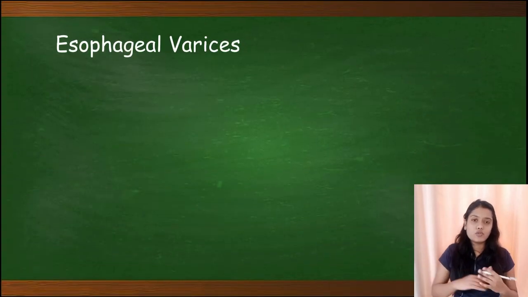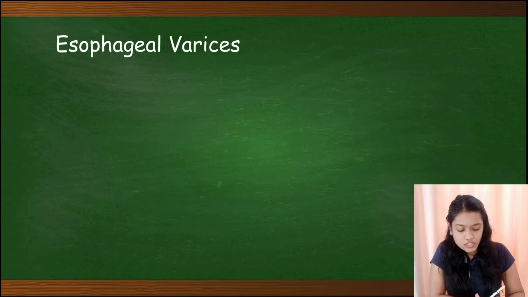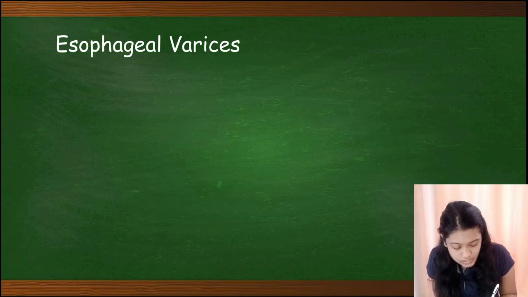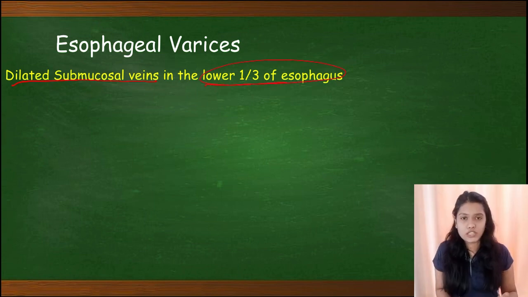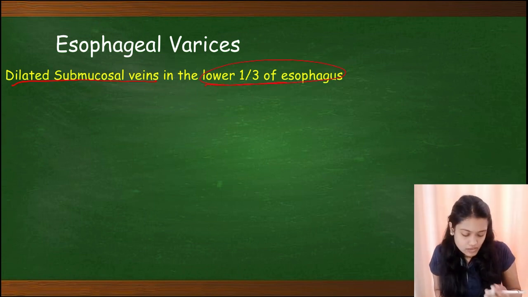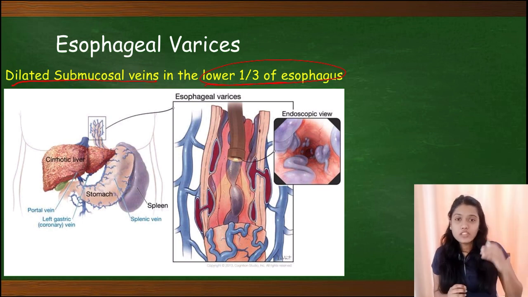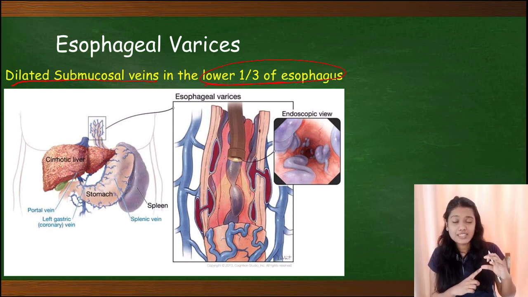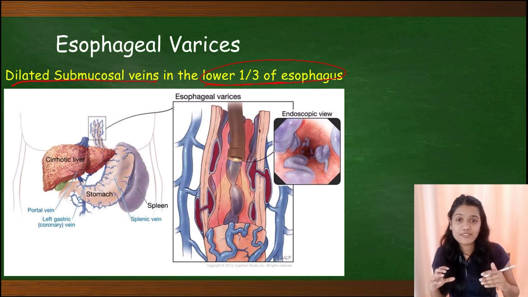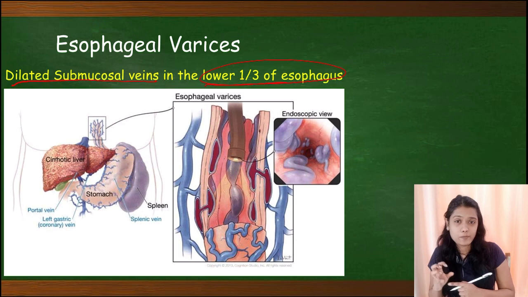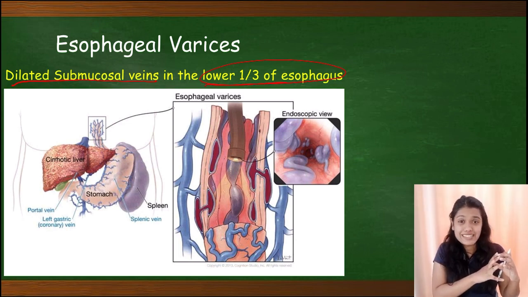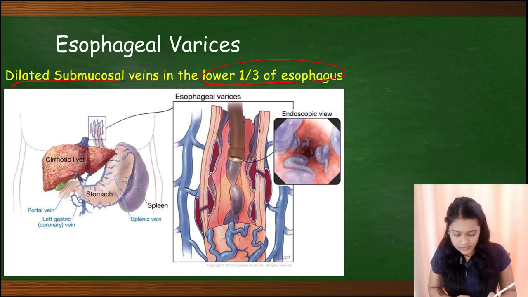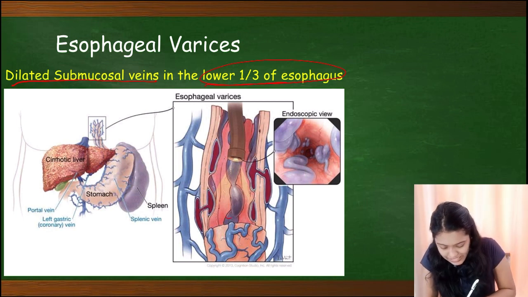Now, let's move towards esophageal varices. What are esophageal varices? Varices are dilated submucosal veins in the lower one-third of the esophagus. As you can see in this picture, the lower esophageal veins drain into the portal vein via the left gastric vein. But when there is portal hypertension, all the pressure goes into the distal esophageal veins, and because of this there is dilation.